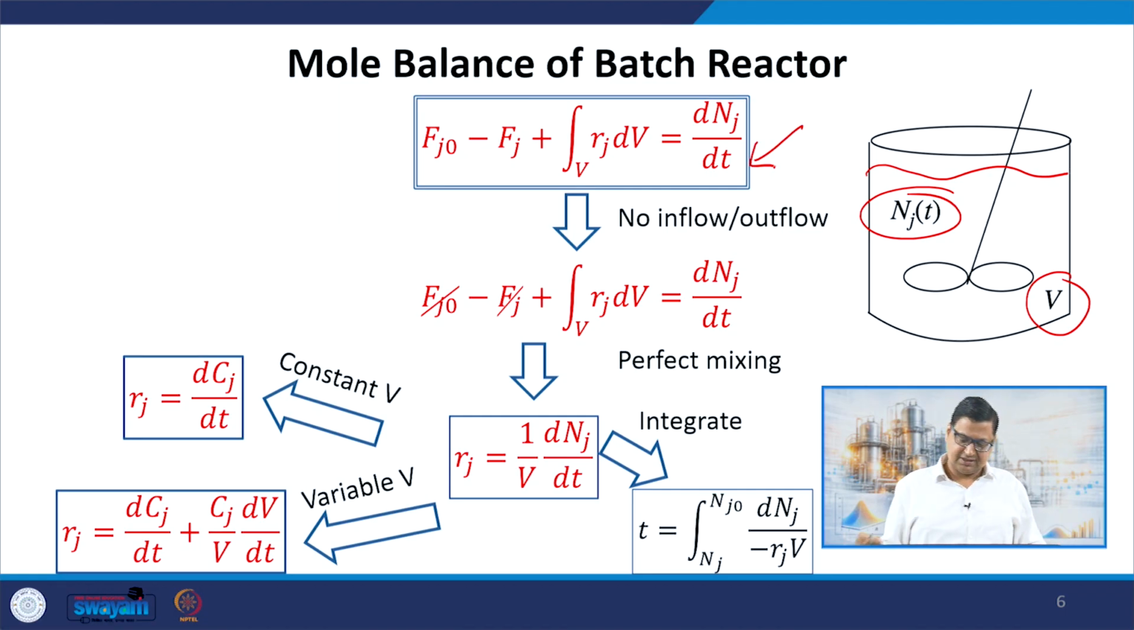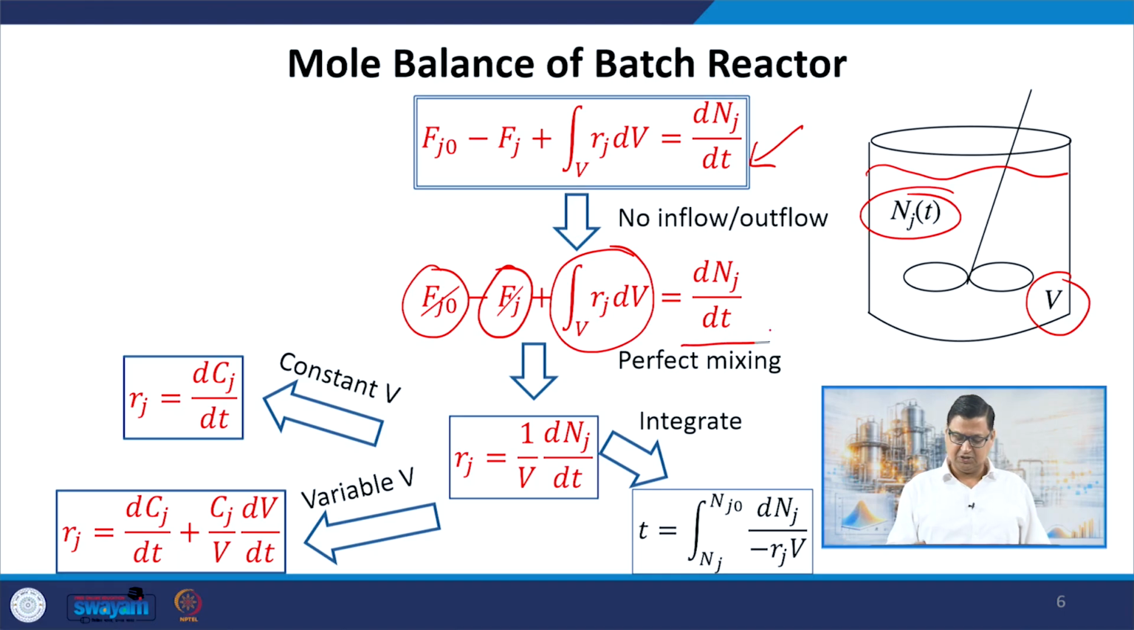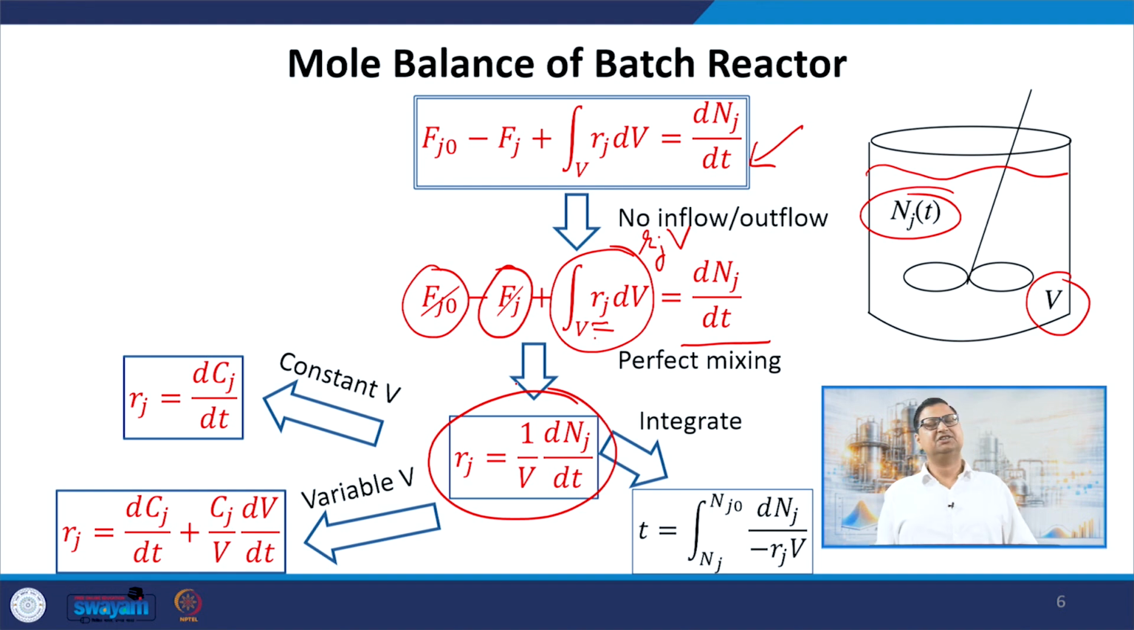Now, since there is no inflow and outflow in the case of a batch reactor, Fj naught is 0, Fj is equal to 0, and we are left with only the generation term, integral of Rj dV, equal to dNj by dt. Now, if I assume that it is perfectly mixed, which is generally assumed, then Rj is uniform over the volume of the batch reactor. In that case, I can drop the integration and simply write this term as Rj multiplied by V, and then we have the simplified expression for the batch reactor.